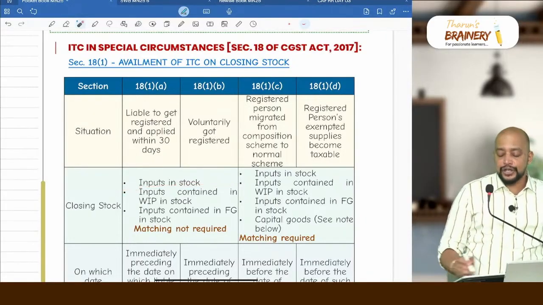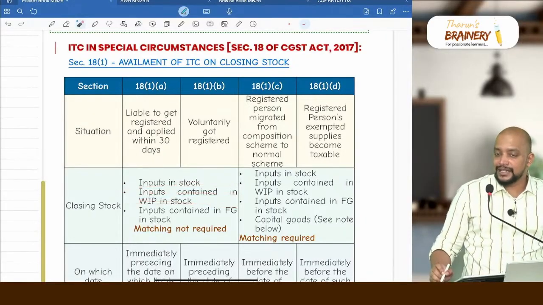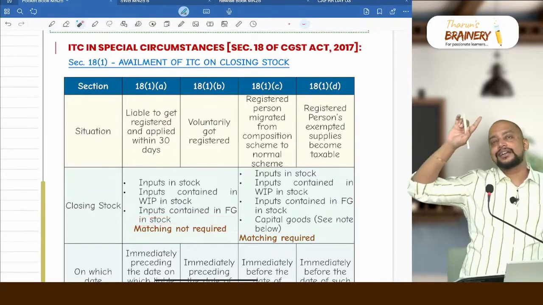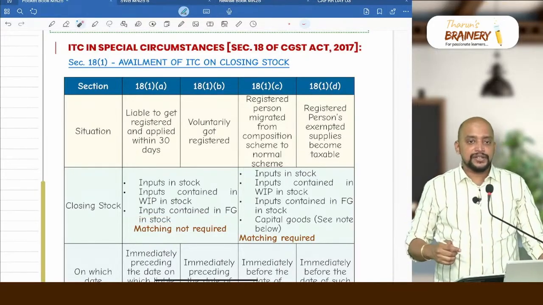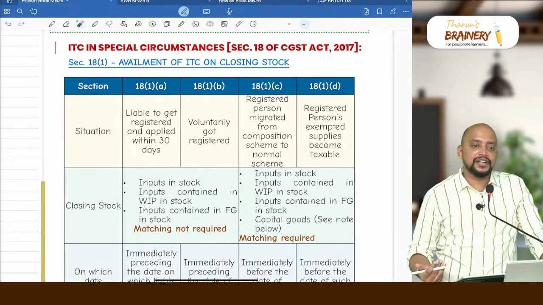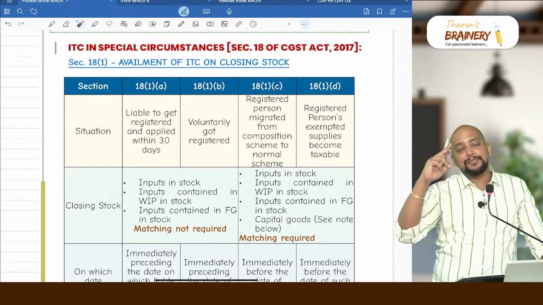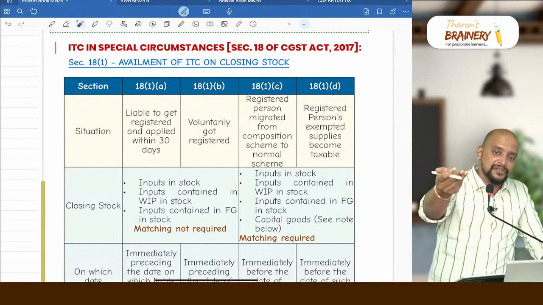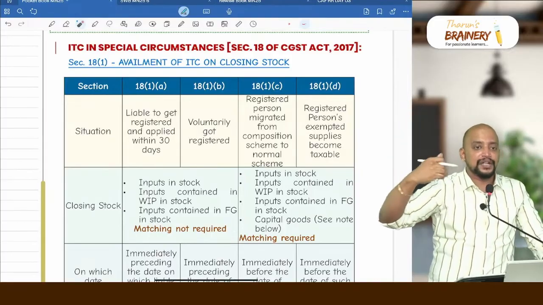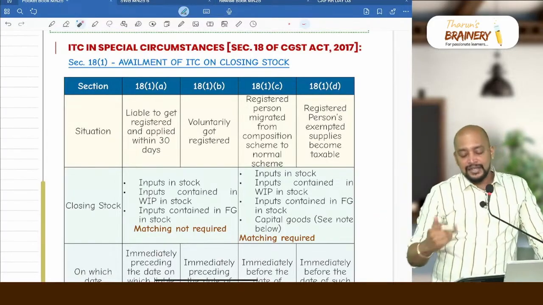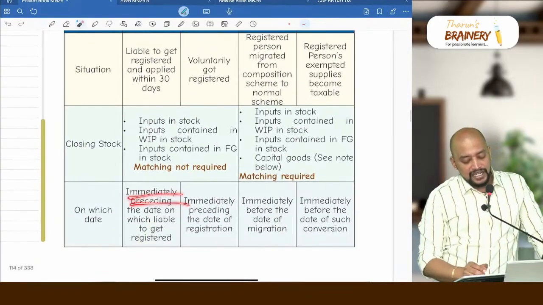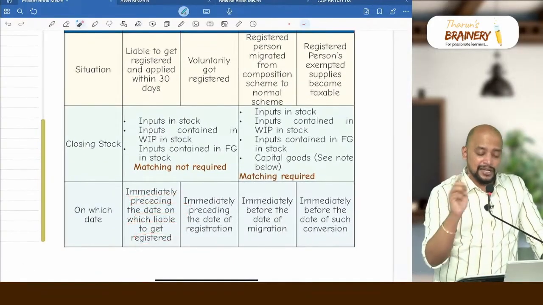Inputs as such held in stock, inputs in the form of WIP held in stock, inputs in the form of FG held in stock. And this person at that time of purchase was not a registered person, so matching is not required. Naturally it will not be reflecting in 2B, because at the time when he purchased, he was an unregistered person, he would not have given his GSTIN. Consequently, the supplier would not have reported it under B2B, but would have reported it under B2C. That's why matching is not required. But which date closing stock should be taken? Immediately before the date on which he is liable to get registered.